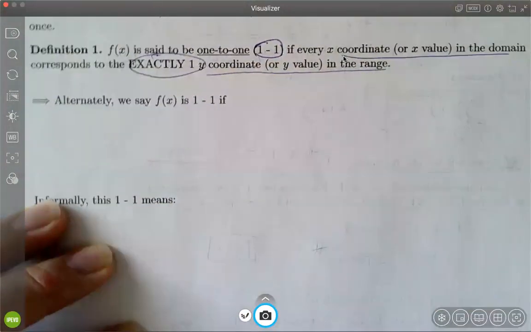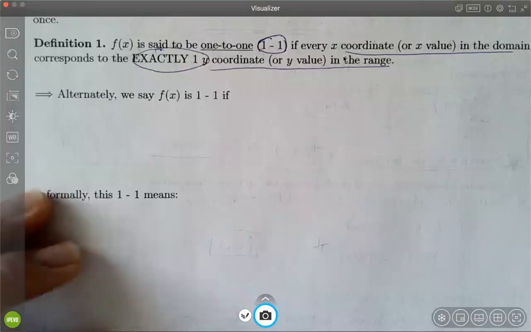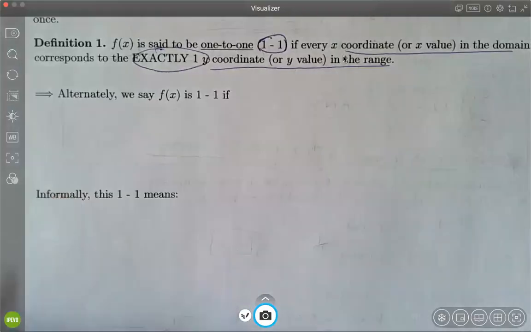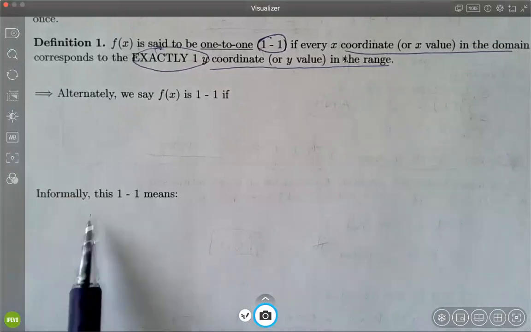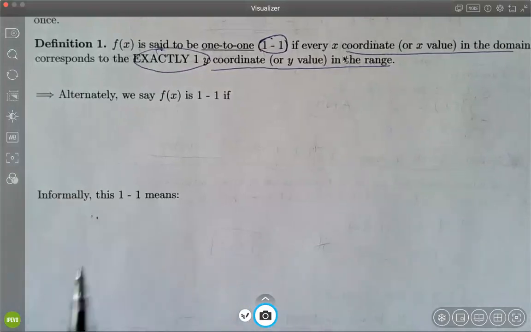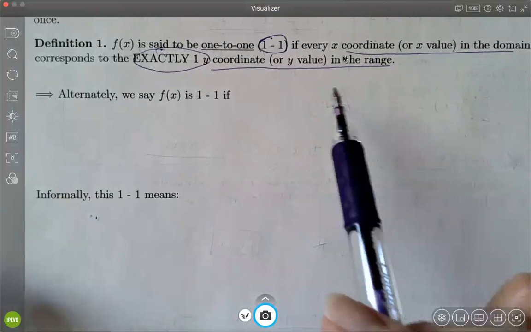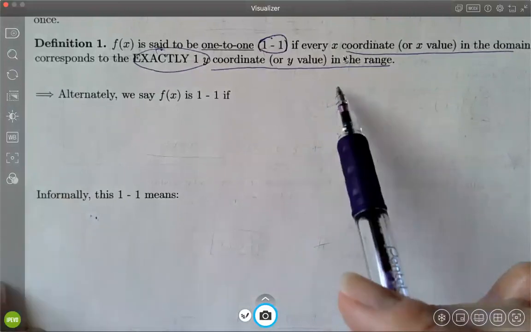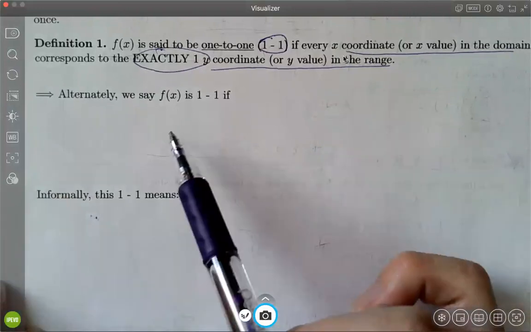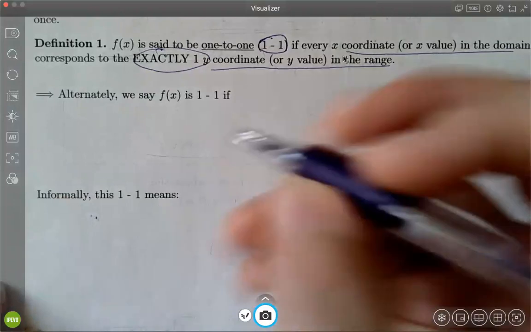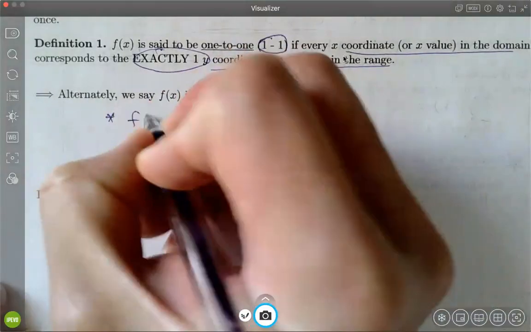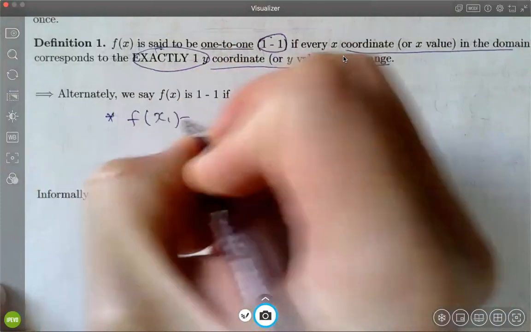Now, this definition may not sound that powerful, but once we get to this informal representation of the one-to-one, it will become clear why this is really powerful. Now, actually, that's not the official definition of the one-to-one that I have learned. Alternately, we can say f of x is one-to-one if f of x1 equals f of x2.